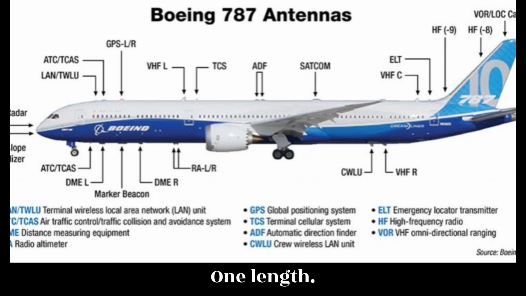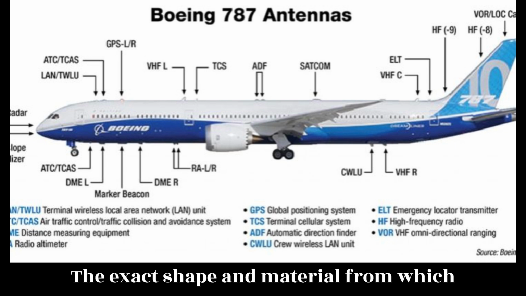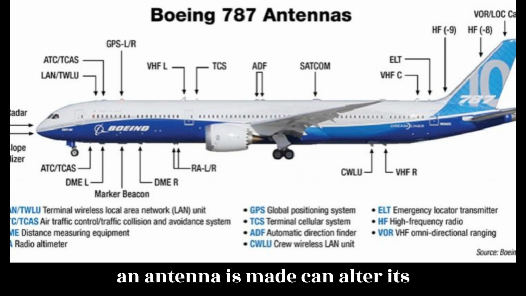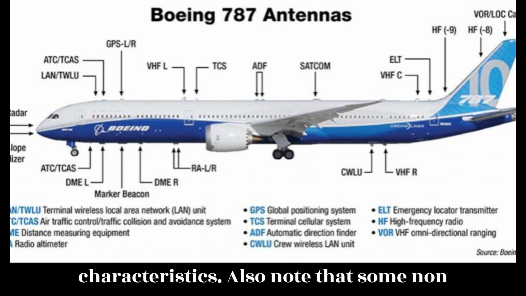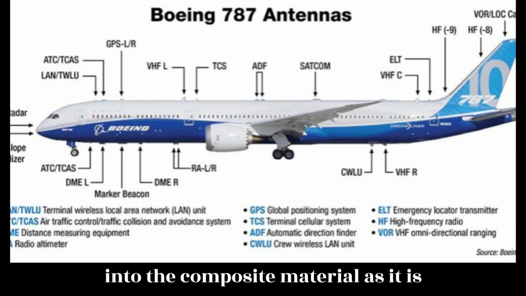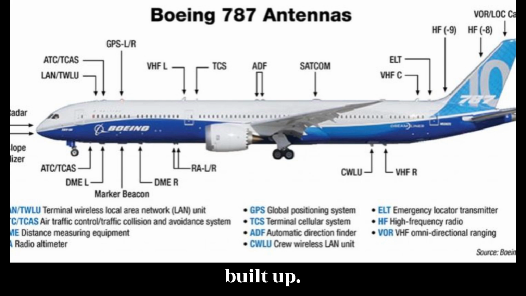Three characteristics are of major concern when considering antennas. 1. Length. 2. Polarization. 3. Directivity. The exact shape and material from which an antenna is made can alter its transmitting and receiving characteristics. Also note that some non-metallic aircraft have antennas embedded into the composite material as it is built up.